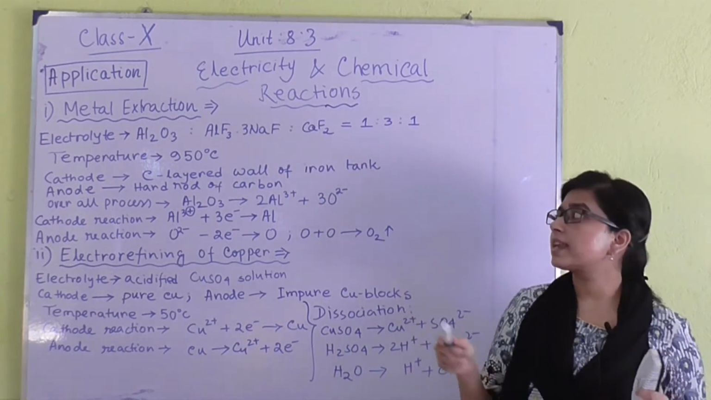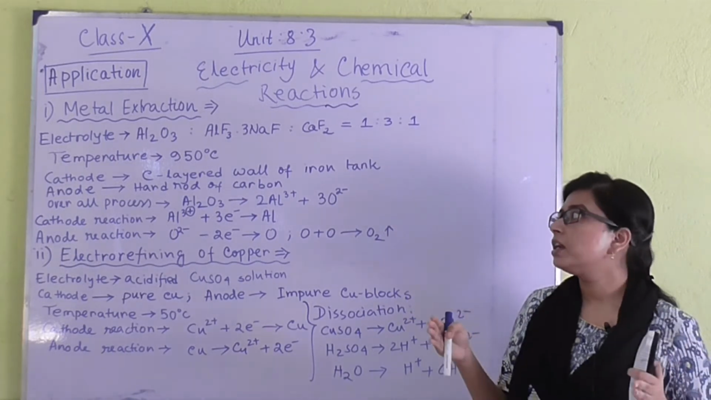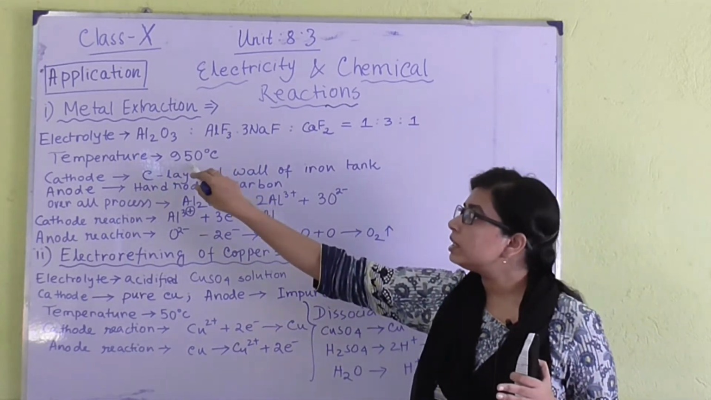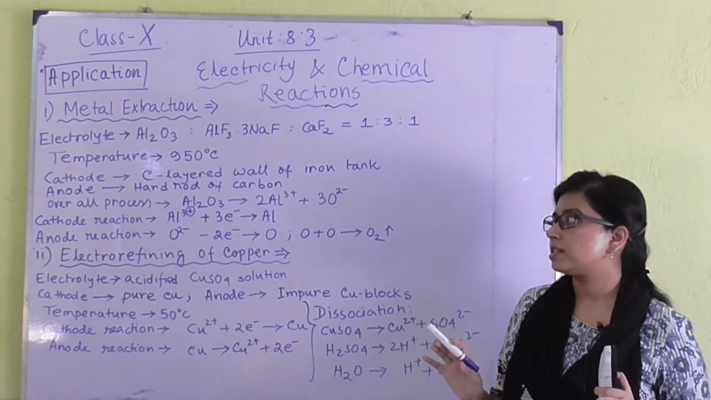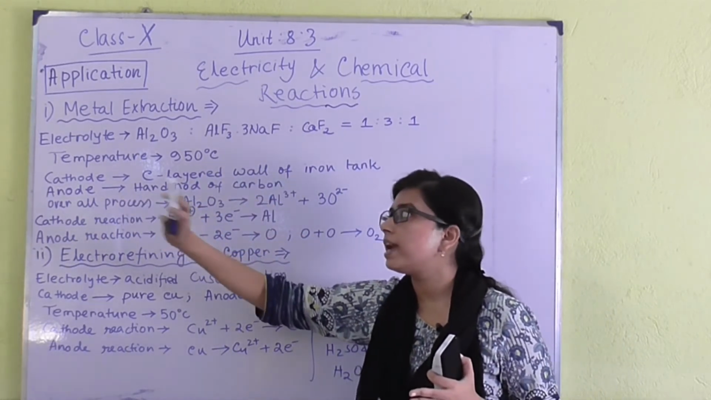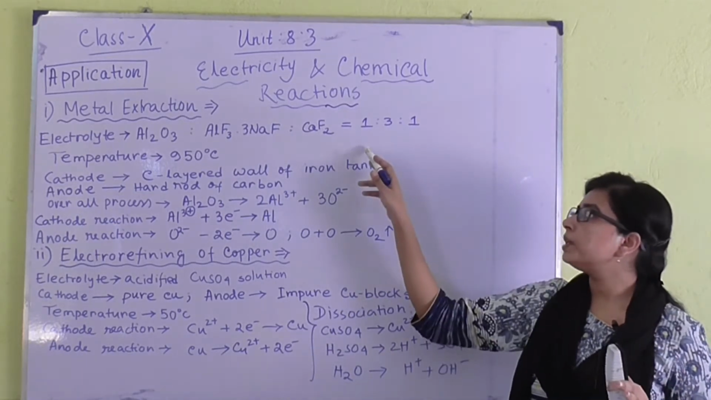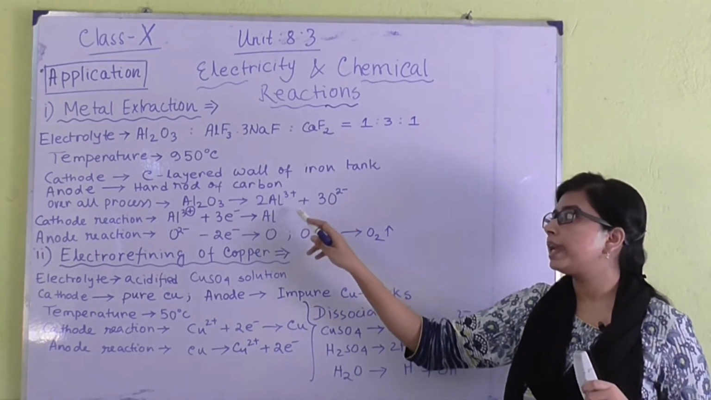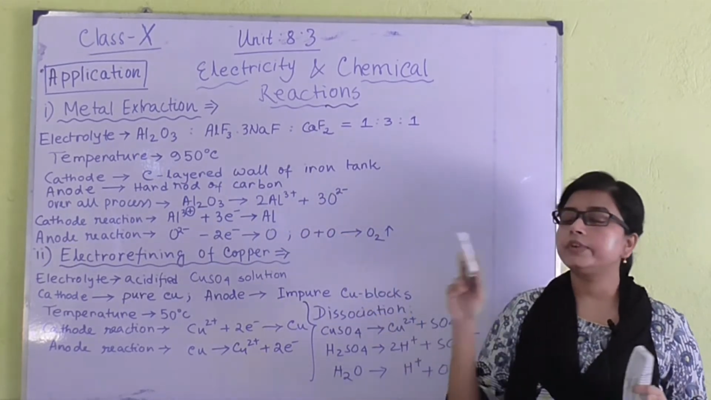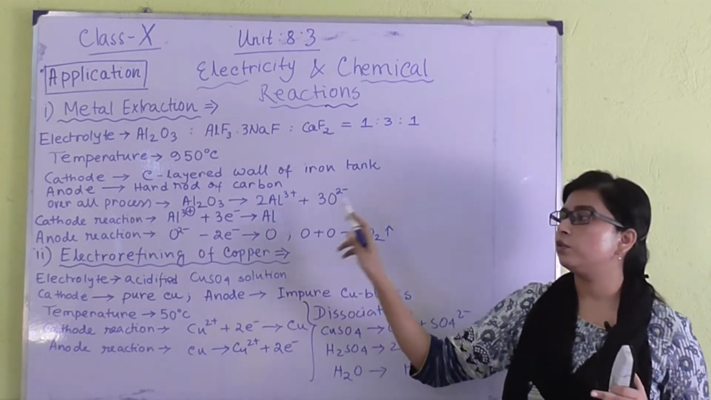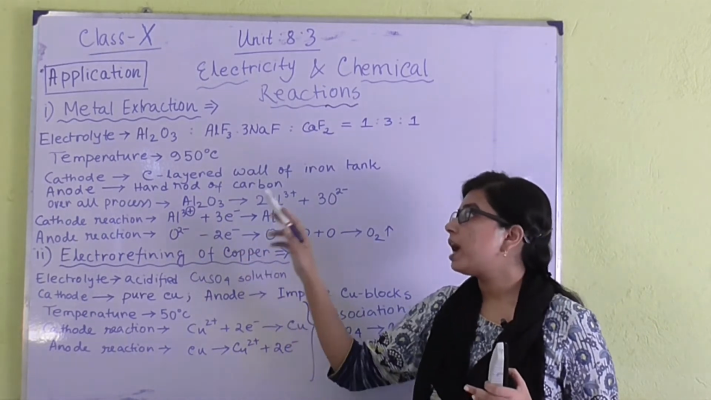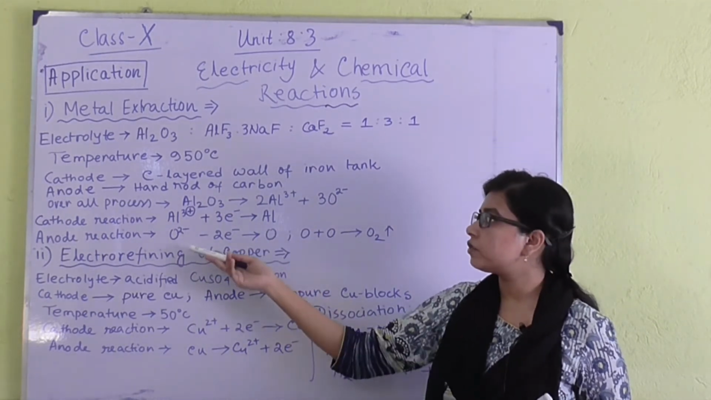The whole process is carried out in an iron tank, which will be coated with a carbon layer. That carbon layer will act as the cathode in the process, and we have to set a hard rod of carbon which will act as the anode. In the whole process, alumina will dissociate as 2Al3+ and 3O2-. All the aluminium cations will move towards the cathode, forming aluminium metal, and all the oxide anions will move towards the anode, and obviously they will reject 2 electrons.